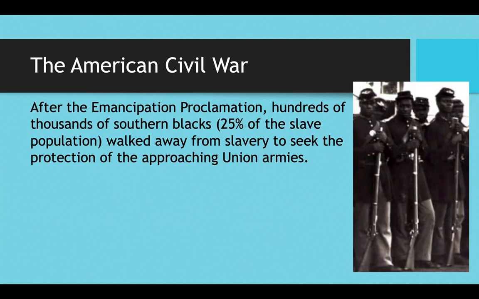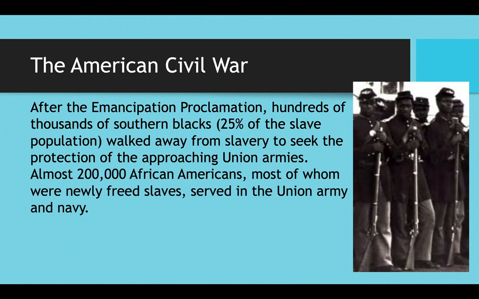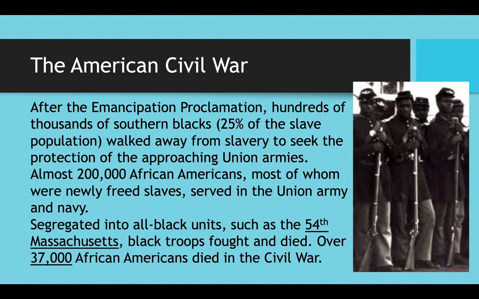After the Emancipation Proclamation, hundreds of thousands of Southern blacks, about 25% of the slave population, walked away from slavery, were able to escape, and tried to seek protection from the approaching Union armies. Almost 200,000 African Americans, most of whom were newly freed slaves, ended up serving in the Union Army and the Union Navy, mostly in the second half of the war, the second 2 years.